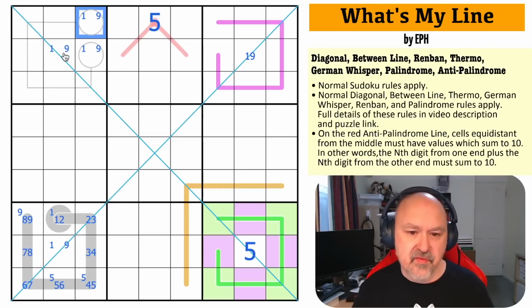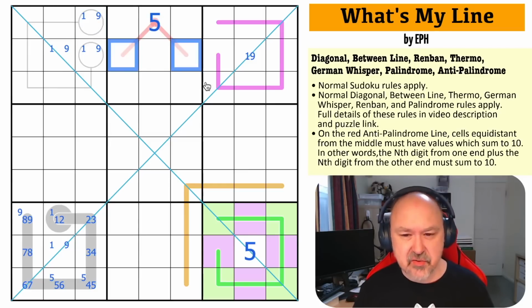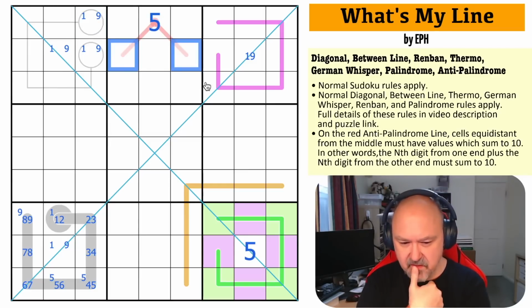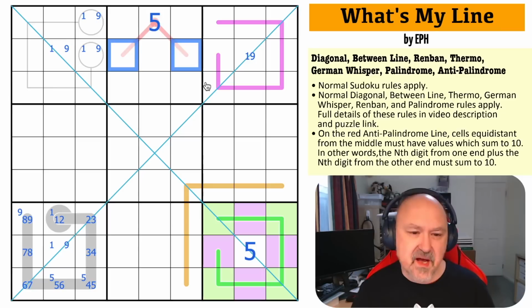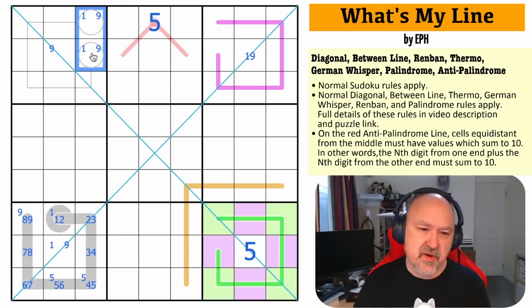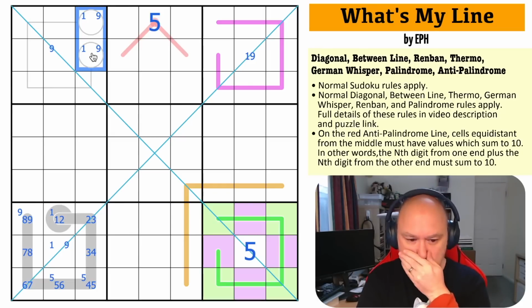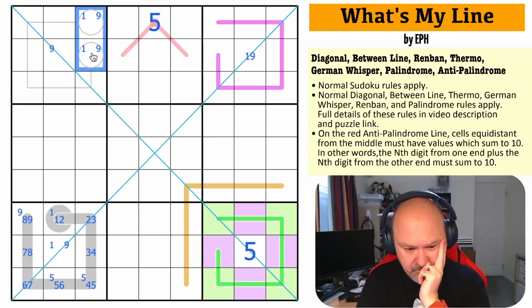And I can only put one of them there. So that, again, means that this couldn't be 1 or 9. Something is going on with 1s and 9s, and this can't be a 1. So I know that 1 is in one of the between lines, but I don't know that 9 is. There's something weird going on with that Thermo and that between line for sure.